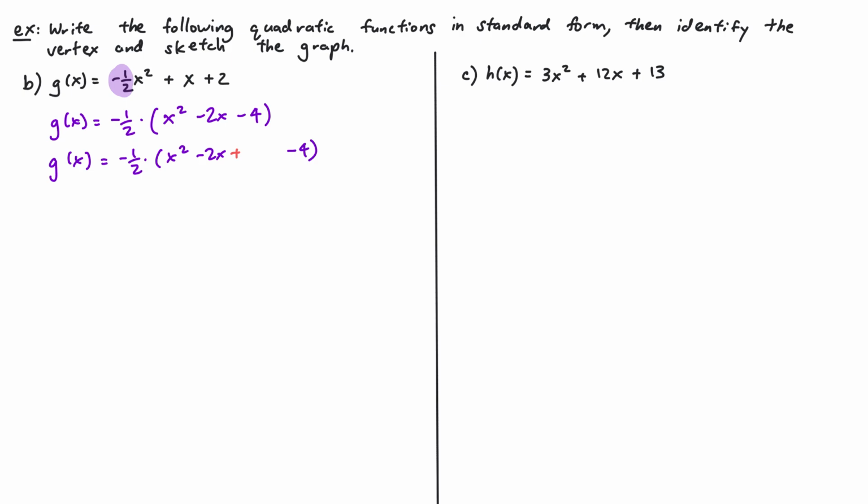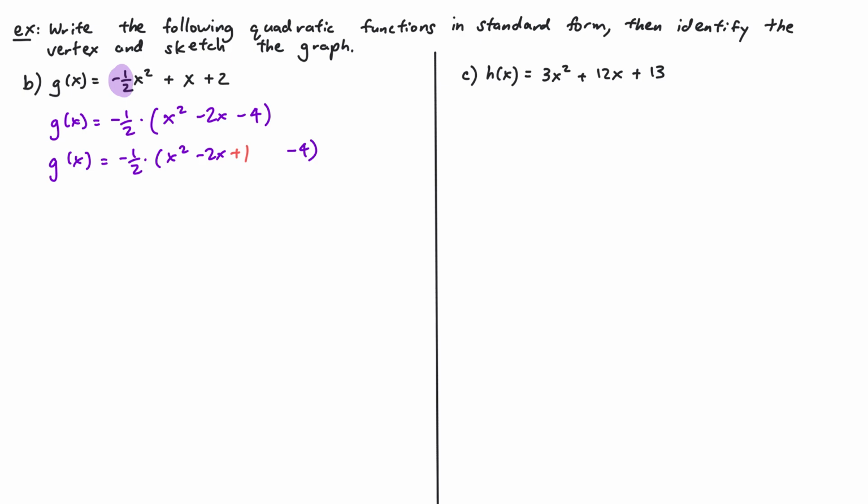Remember that to complete the square, we want to take the number in front of the x, this -2 here. We want to divide that by 2 and square the result. -2 divided by 2 is -1, and -1 squared is +1. So we want to add 1 to this.